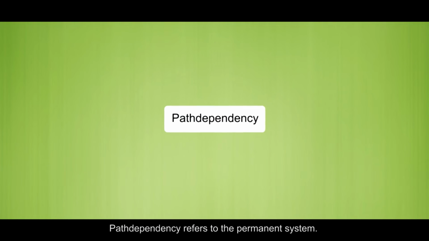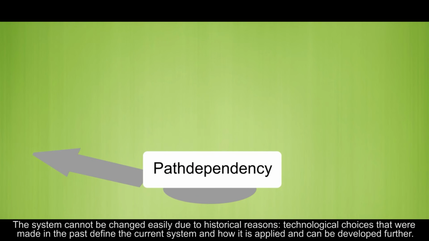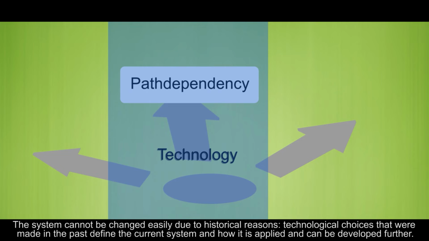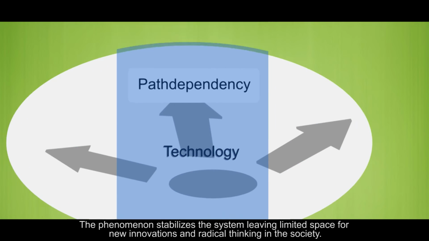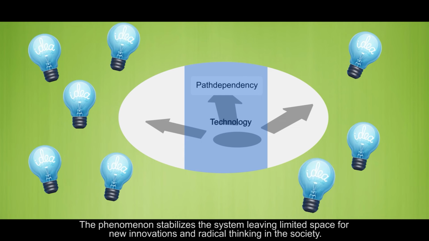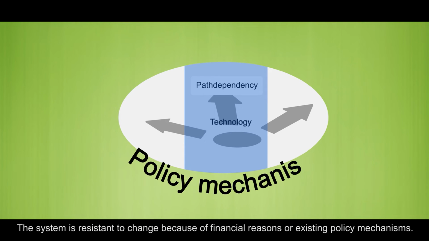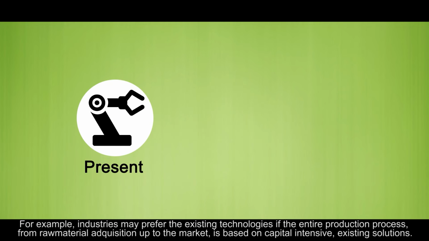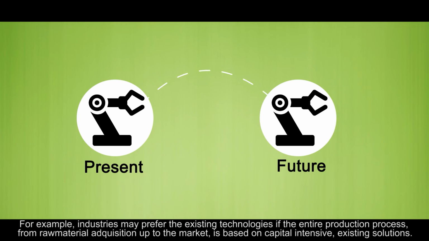Path dependency refers to the permanent system. The system cannot be changed easily due to historical reasons. Technological choices that were made in the past define the current system, and how it is applied, and can be developed further. The phenomenon stabilizes the system, leaving limited space for new innovations and radical thinking in the society. The system is resistant to change because of financial reasons or existing policy mechanisms. For example, industries may prefer the existing technologies if the entire production process, from raw material acquisition up to the market, is based on capital-intensive, existing solutions.